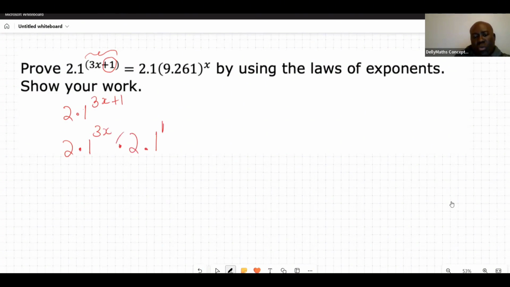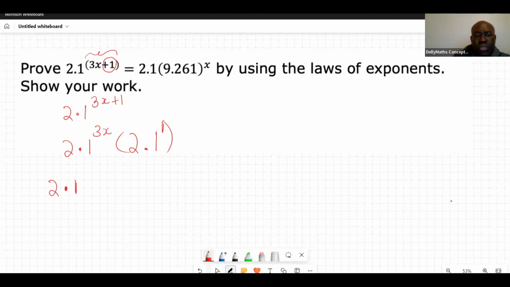So as you could see, I could put these in brackets if I want, right? So basically, what I did as the first step is I split apart the 3x plus 1 because the plus would indicate that I was multiplying by the same base. I could take this and put it in front, right? So I'm going to do that. So now I have 2.1 raised to the first power, which is the same thing as 2.1, right? So I have that there.